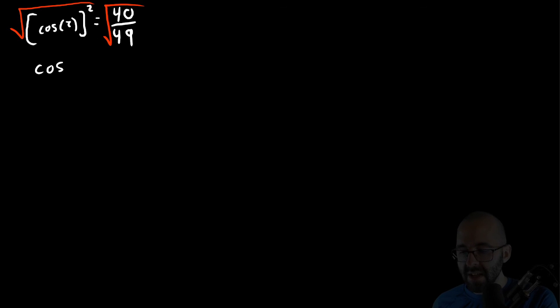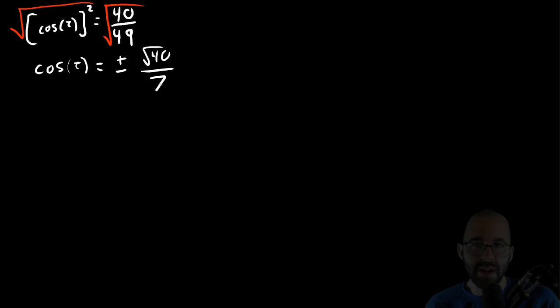well, then on the left-hand side, the square root cancels with the square. And on the right-hand side, we always need a plus or minus: square root of 40 divided by the square root of 49. The square root of 49 is just 7. And then again, it's quadrant 2. Is cosine positive or negative in the second quadrant?